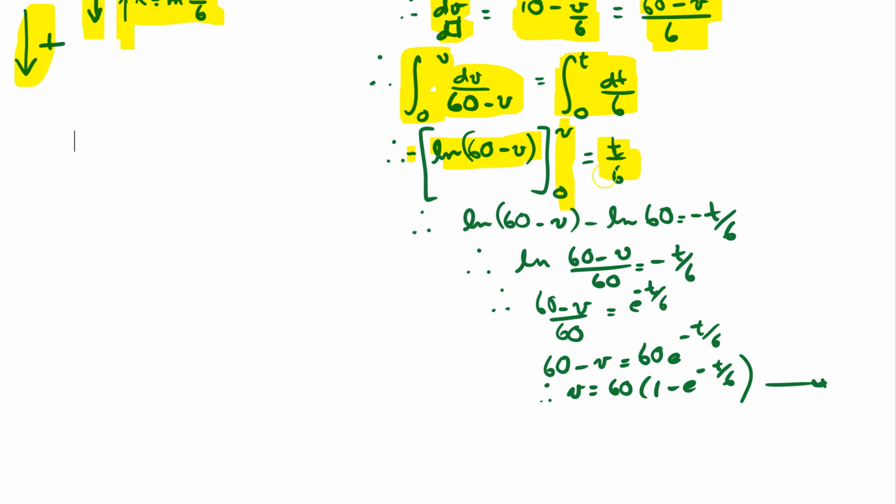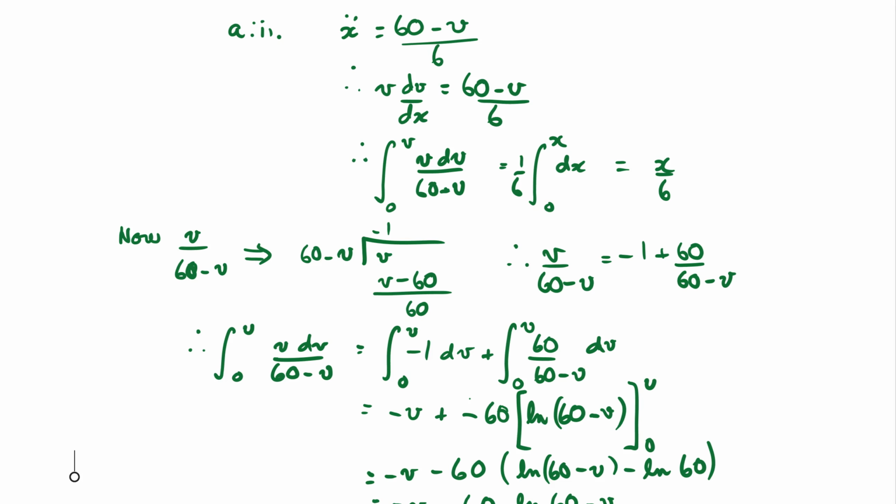If I then take that minus over to the other side and substitute in my limits, use my log laws, and then take the exponential of both sides, I get to this part, and if I make v the subject, I get to this, my equation for velocity as a function of time. Now part 2 was about getting my velocity as a function of displacement.